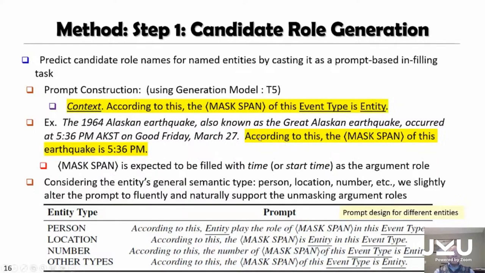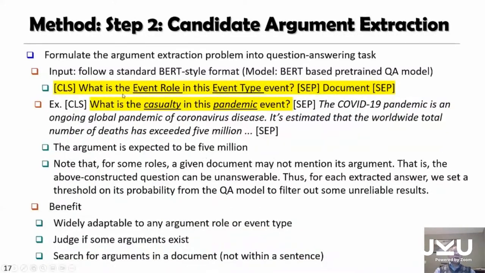With this, the pre-trained language model, like a generation model, T5, will give you the time or start time as the argument role. That means from there, we should be able to derive the concrete argument role. And for person, location, number, and other types, what you need is just to slightly change the prompt template a little to make it smoother, and it should work well. Okay. And then we discuss how to get our concrete argument value to be extracted.